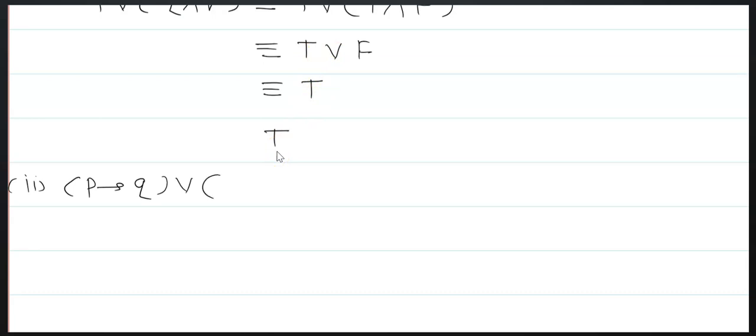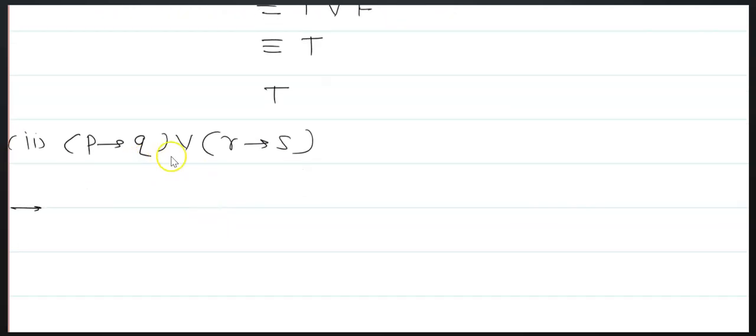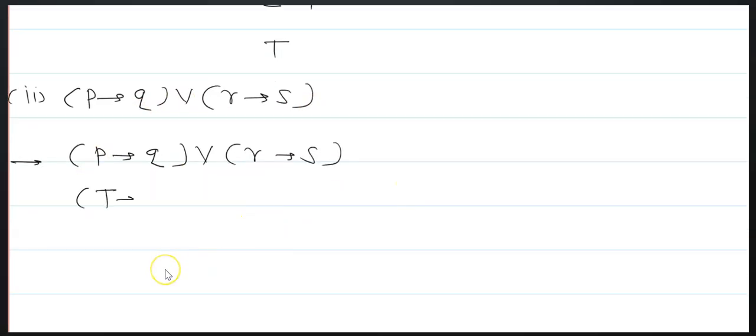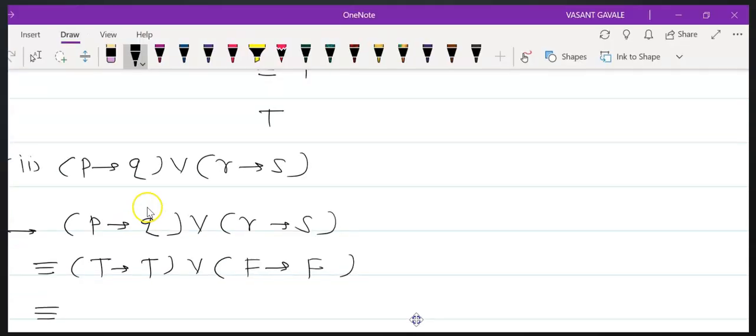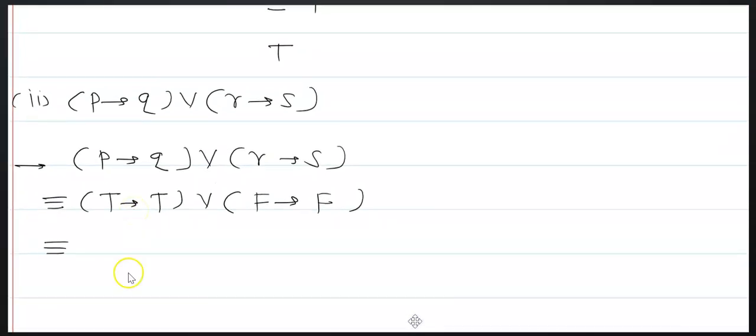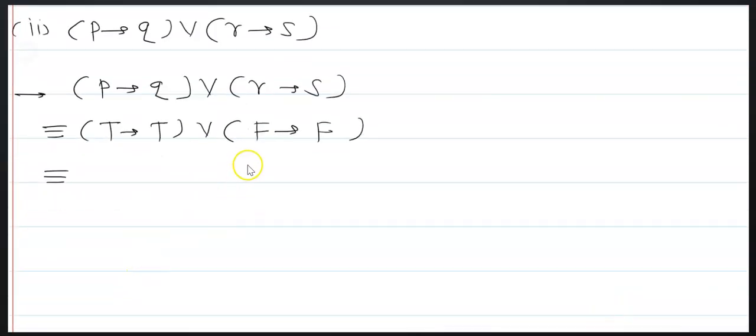Next. P implies Q or R implies S. Now P implies Q or R implies S, and the T implies T or F implies S. Now both of them are same in implication, then it is true. This is true, this is true, P or T is T.